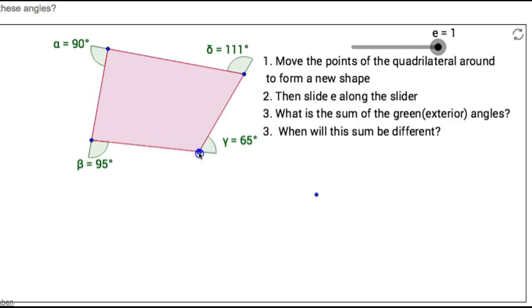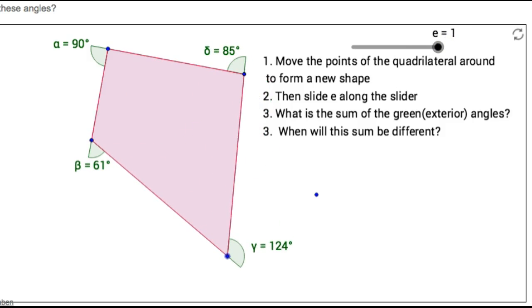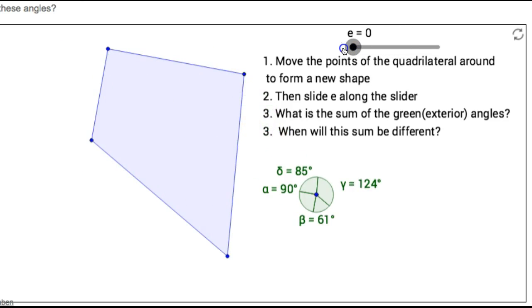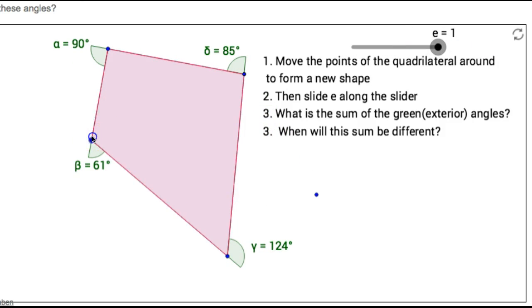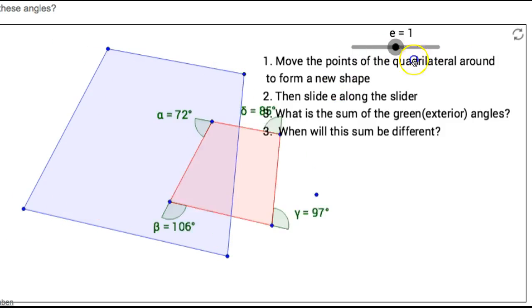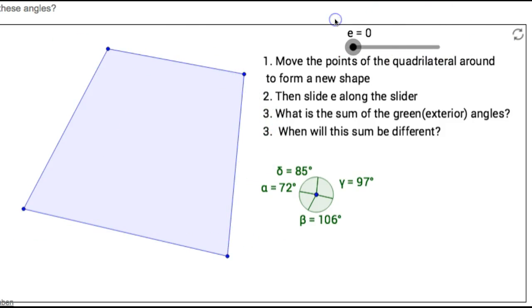And is that always the case, no matter what the thing looks like? So there it is, 360. So it doesn't matter. So it looks like that property holds even with quadrilaterals. Okay, yep, doggone, there's 360.